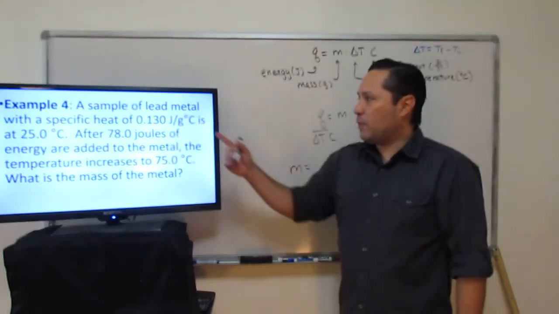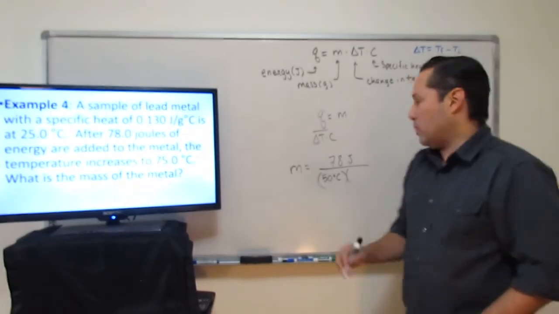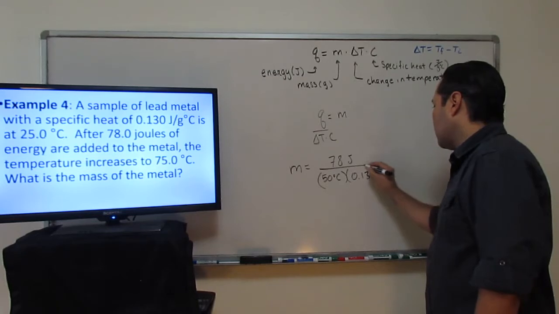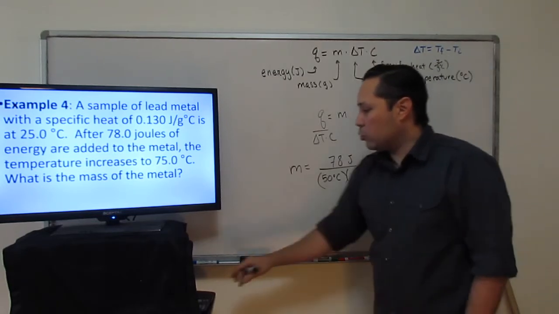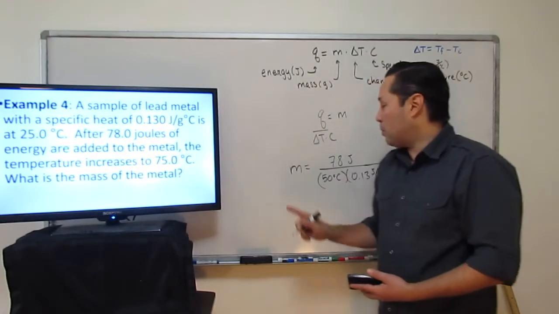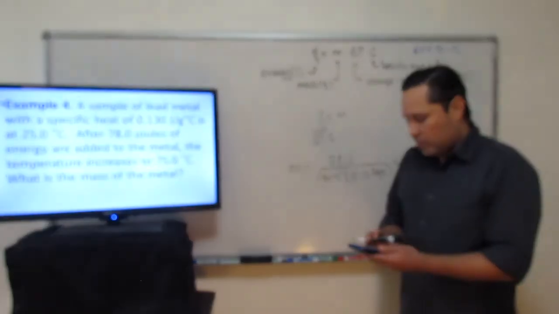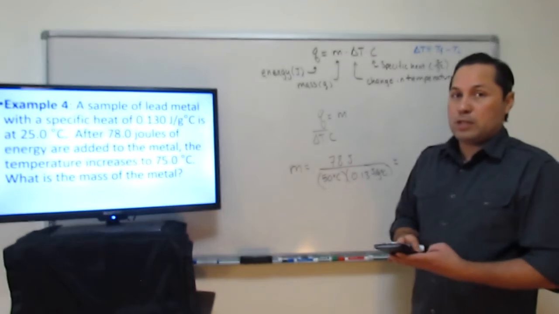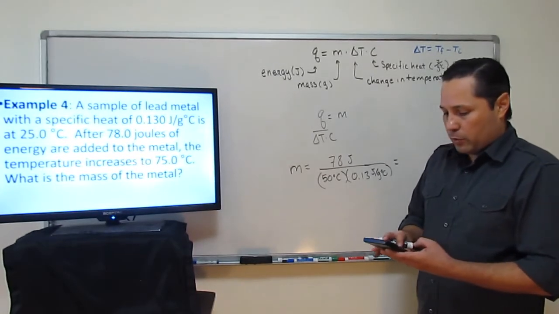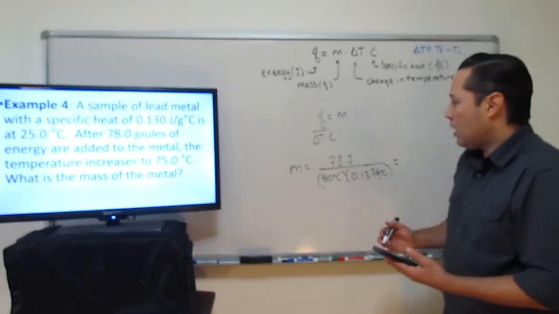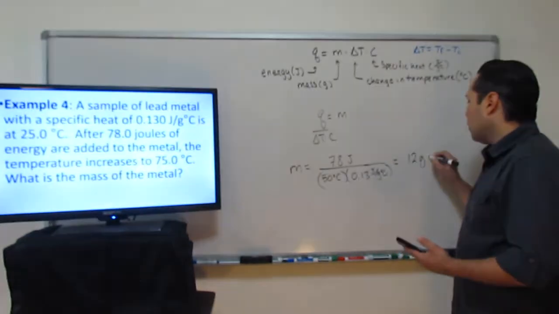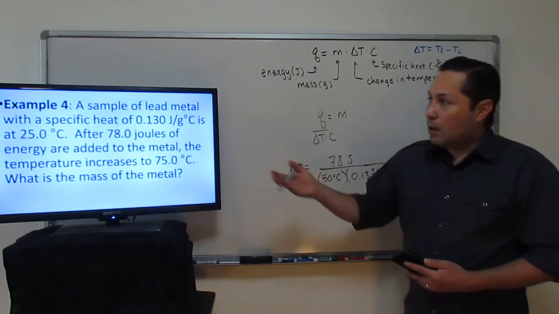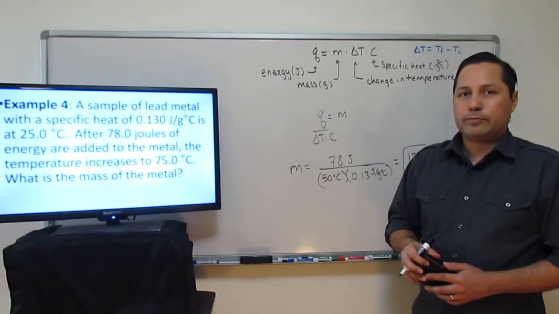And the specific heat was given to us at 0.13 joules per gram degree Celsius. Again, we got two numbers in the denominator, so you always want to put parentheses around them when you plug them into your calculator. So I'm going to put 78 divided by, open parentheses, 50 times 0.13, close parentheses, equal, and we get our answer of 12 grams. And that will be the answer for this problem. All right, and that is example 4.